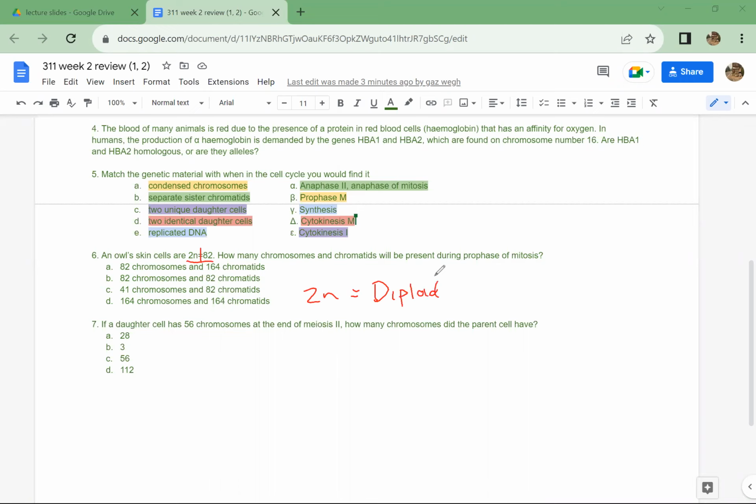Remember, we talked about what it meant to be a diploid versus a haploid versus a tetraploid. And that just has to do with the fact that within their cells, these organisms have one homologous pair, 0 homologous pairs, or 4 homologous pairs.